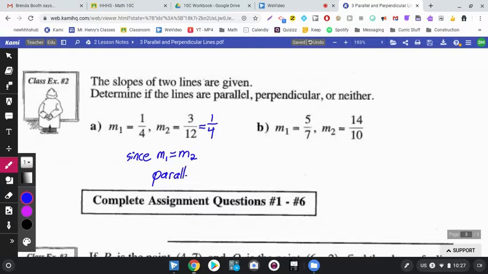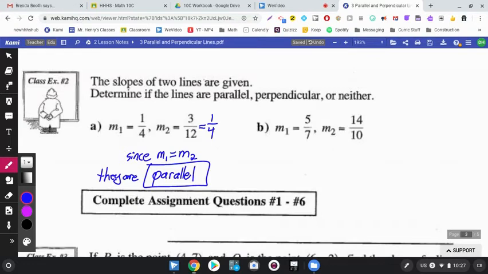Parallel. I never spell this one correctly. There we go. They are parallel. It's as simple as that. If you have equal slopes, they're parallel. Well, if they're parallel, they can't be perpendicular and they can't be neither. So I'm done. Second one, 5/7 and 14/10.